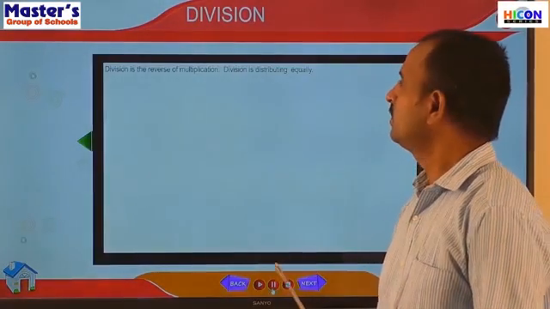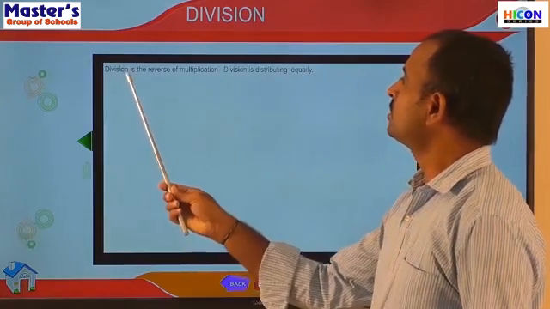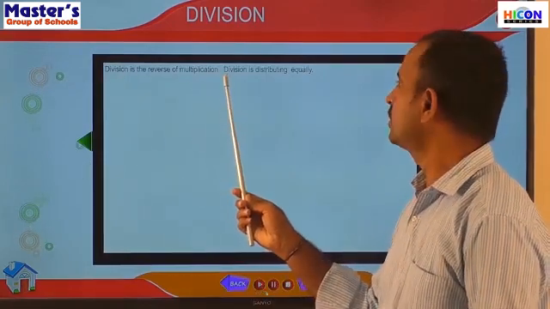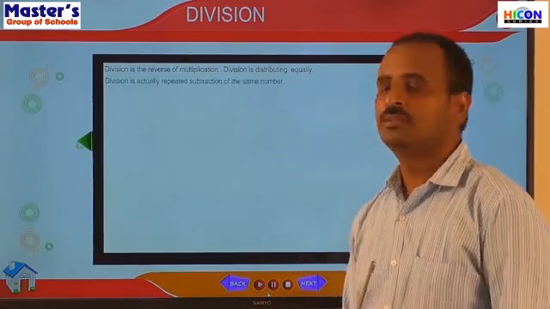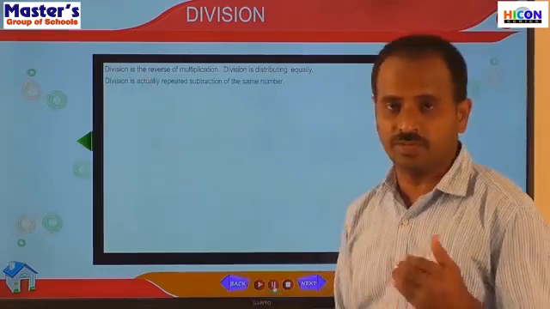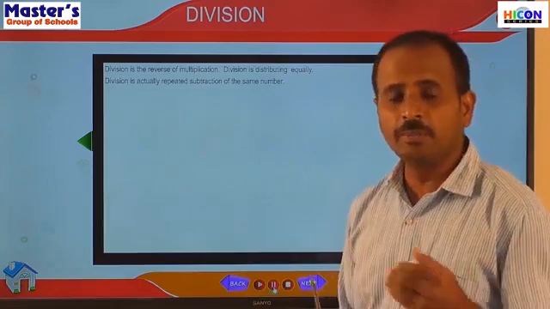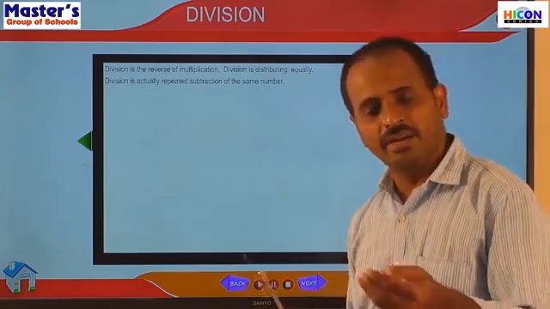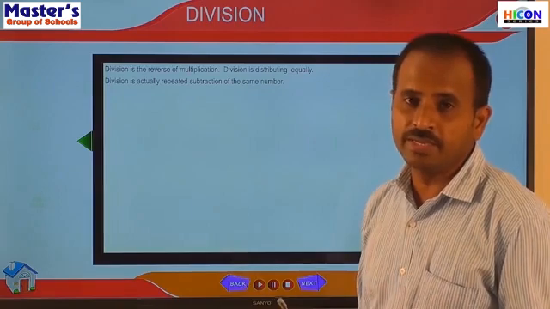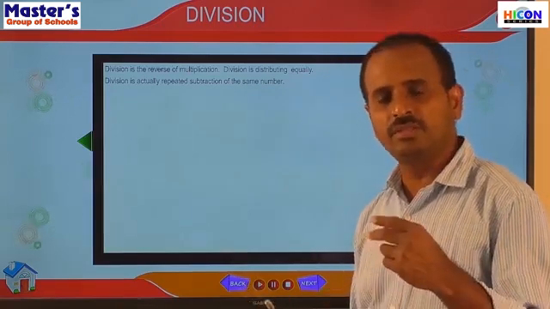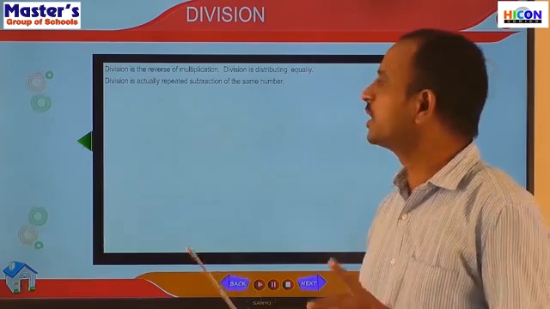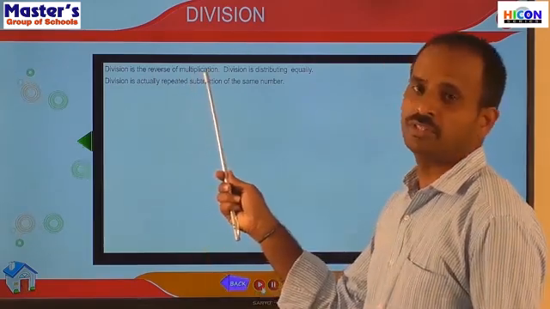So children, look at the screen. Division is the reverse of multiplication. Division is distributing equally. So children, what is division? Division is the reverse of multiplication. Multiplication means repeated addition, whereas division means repeated subtraction. That means division and multiplication are reverse of each other.